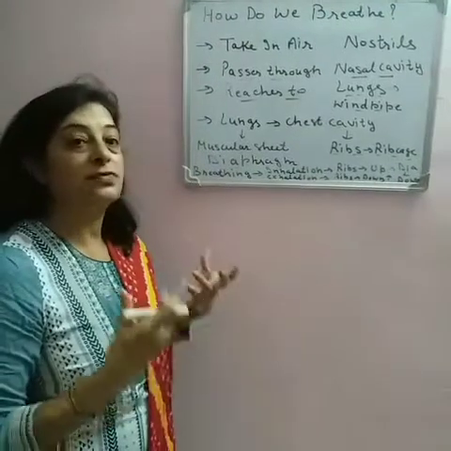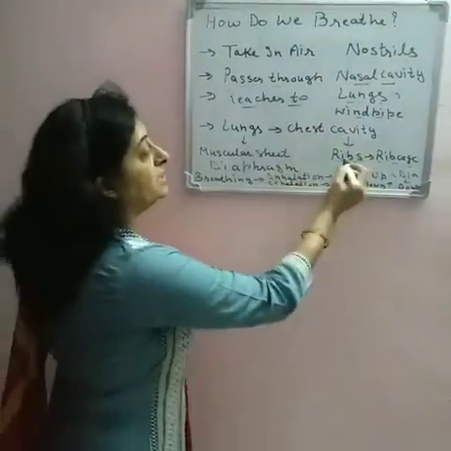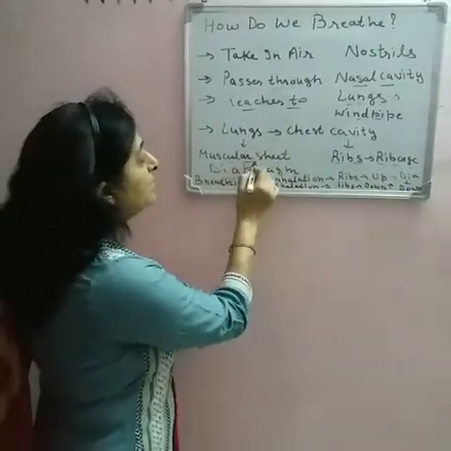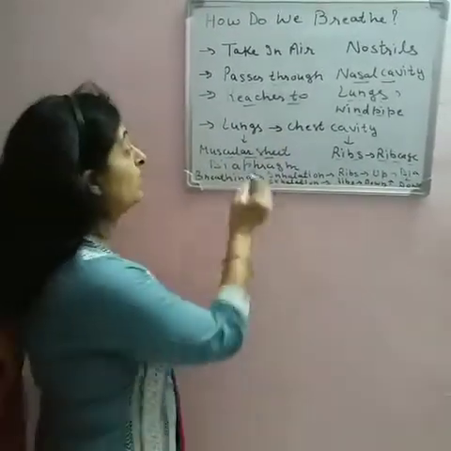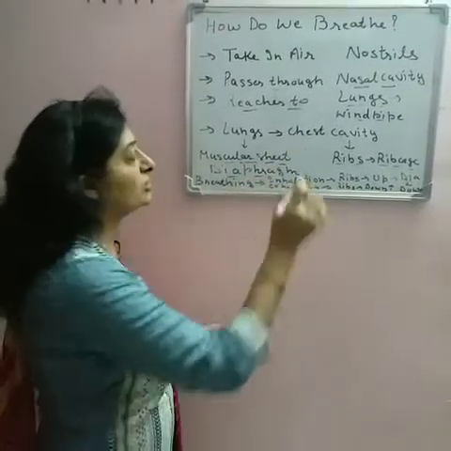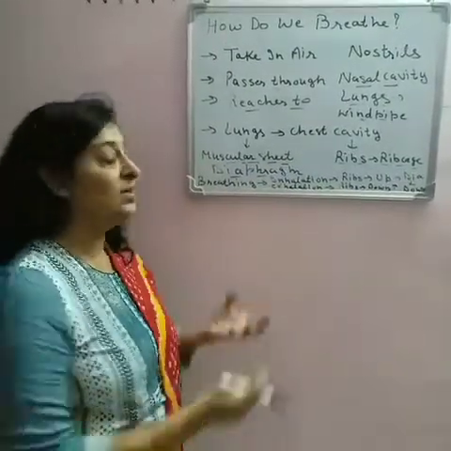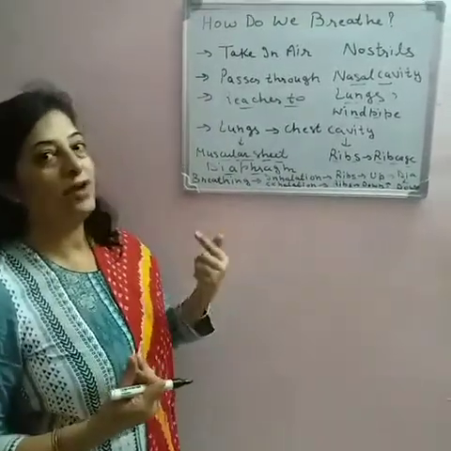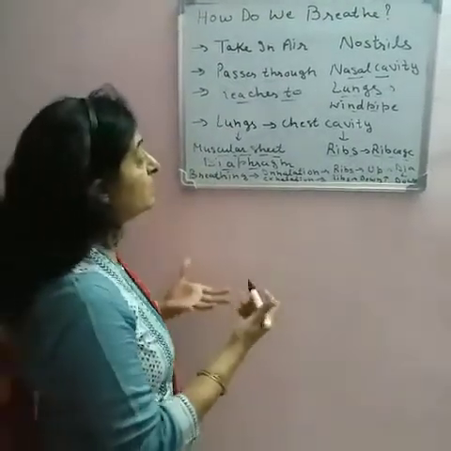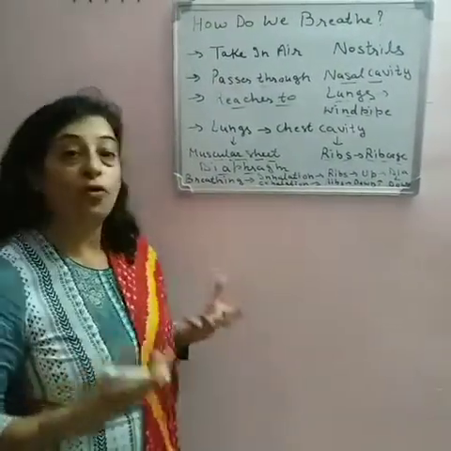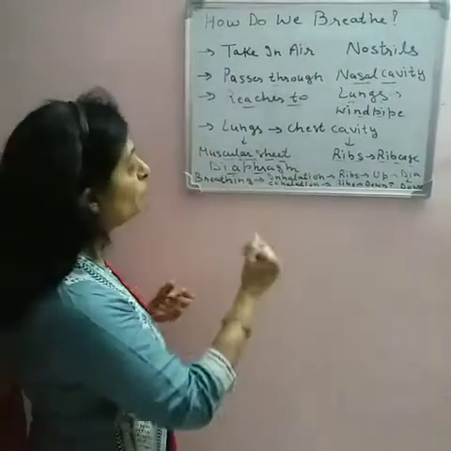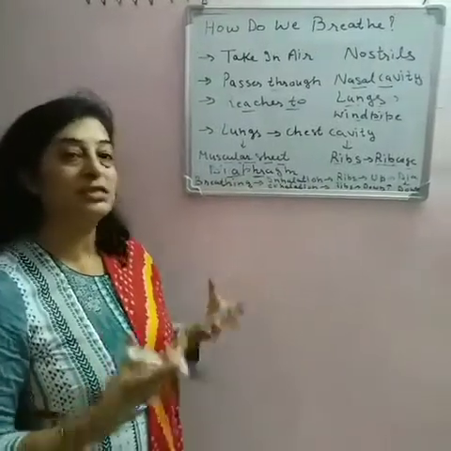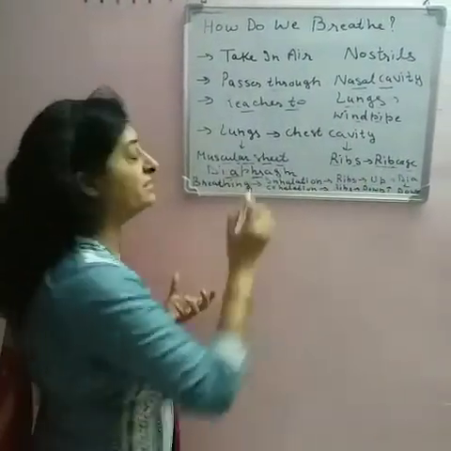The lungs, present in our chest cavity, are surrounded by the rib cage. At the base, the floor of the lungs has a muscular sheath, and that muscular sheath is known as the diaphragm. Breathing means one inhalation and one exhalation, or we can say breathing means movement of the rib cage and diaphragm.